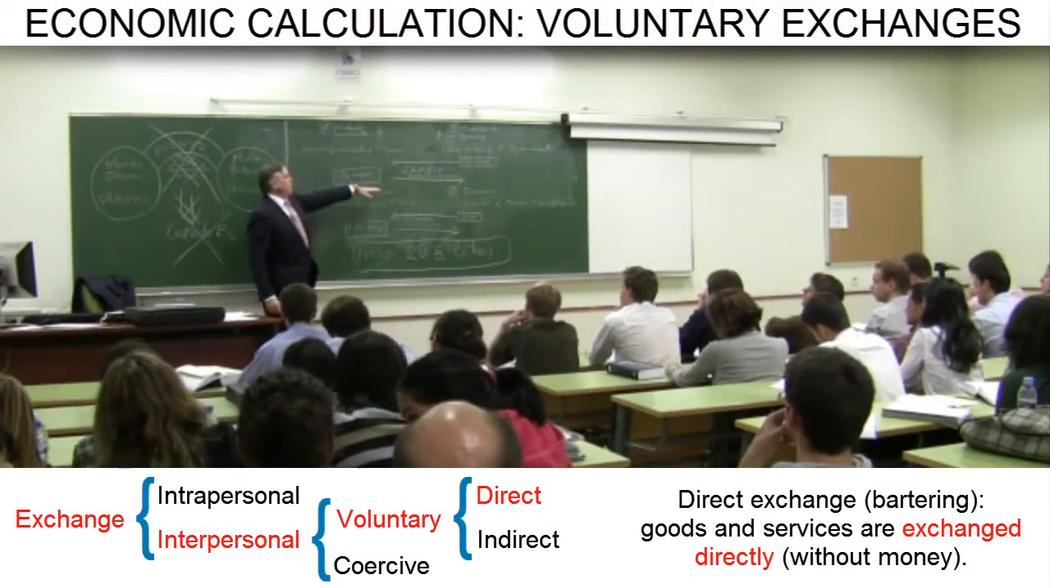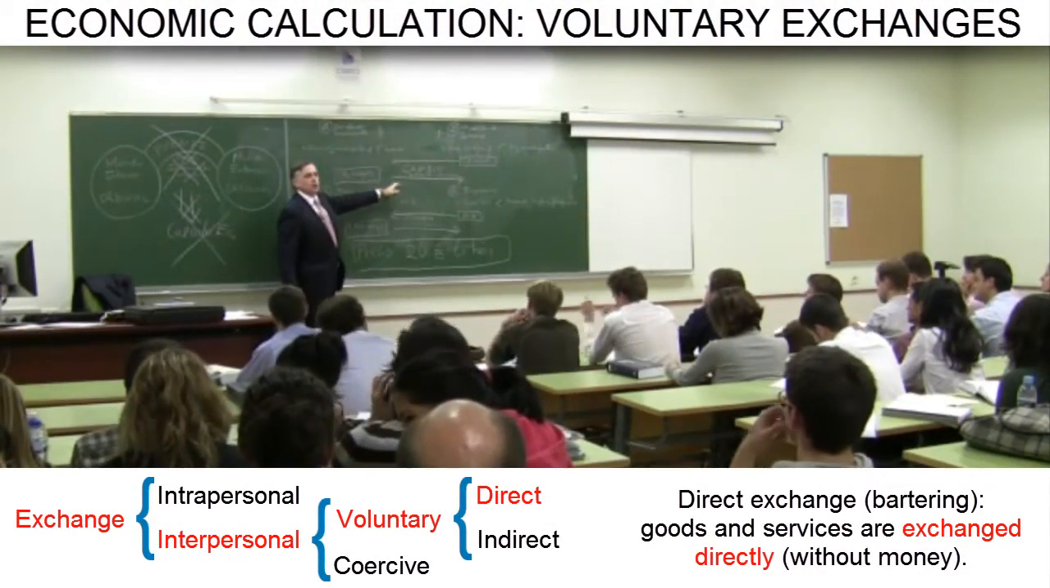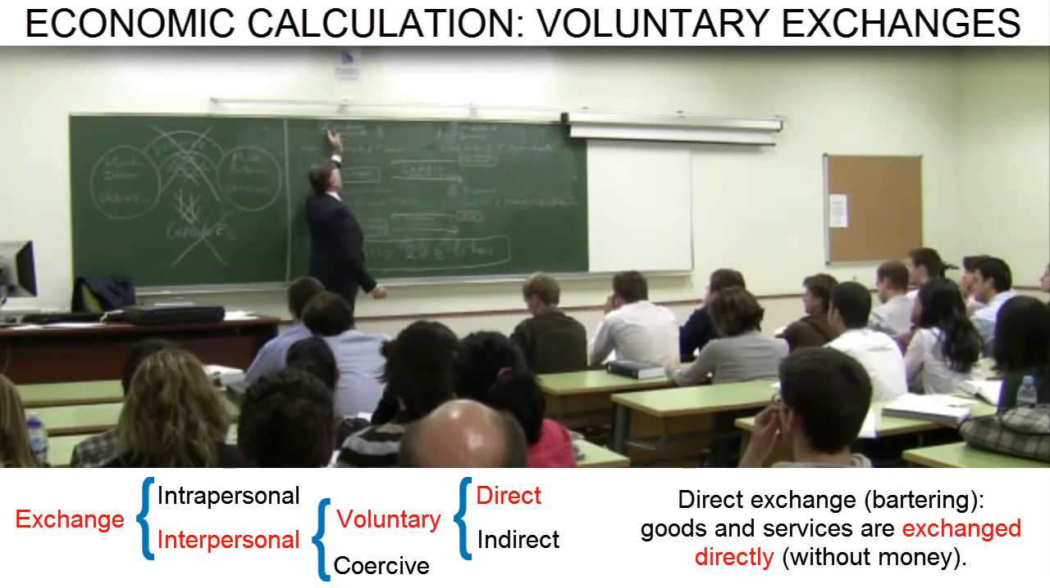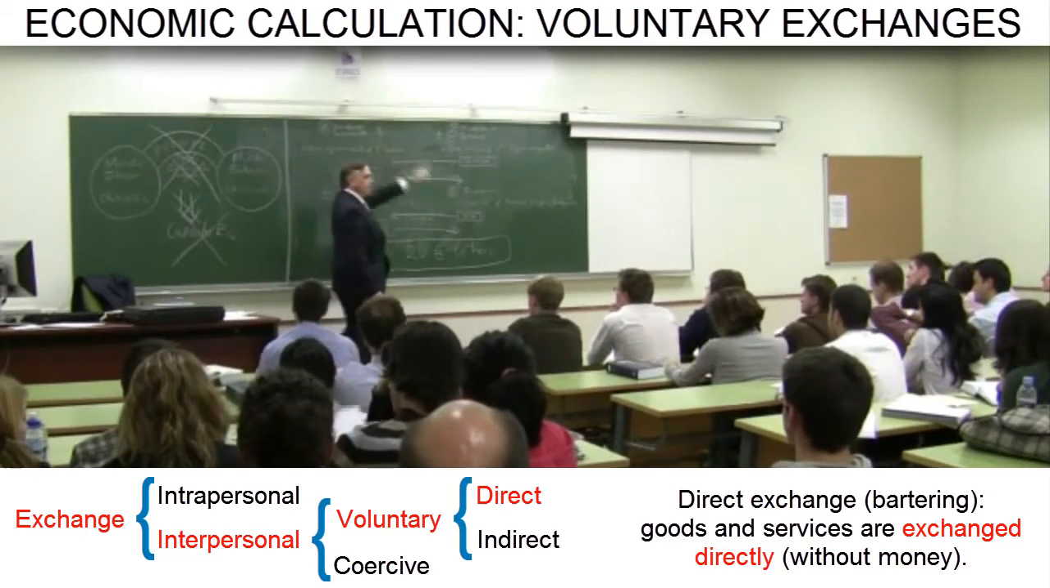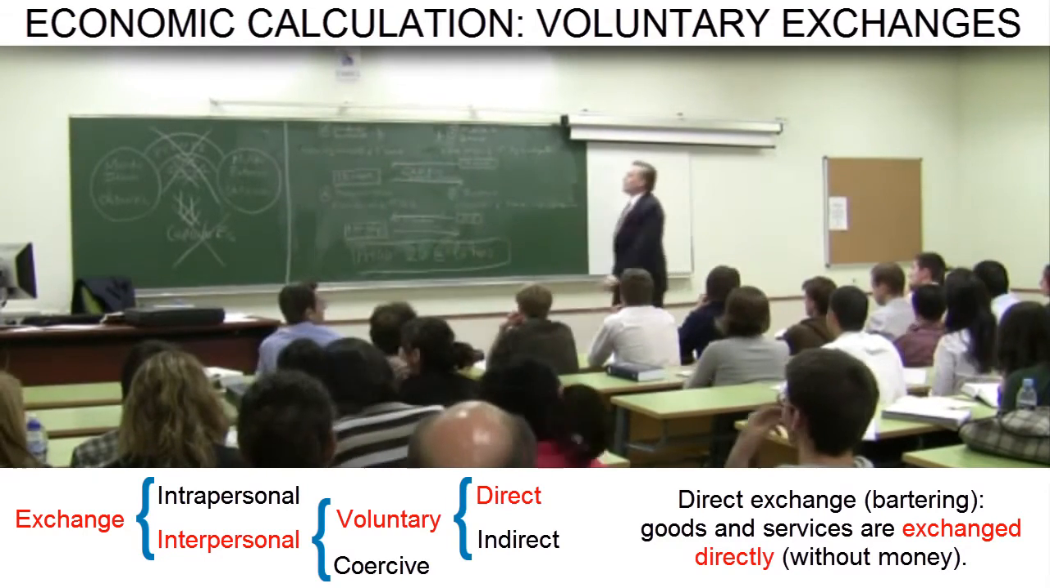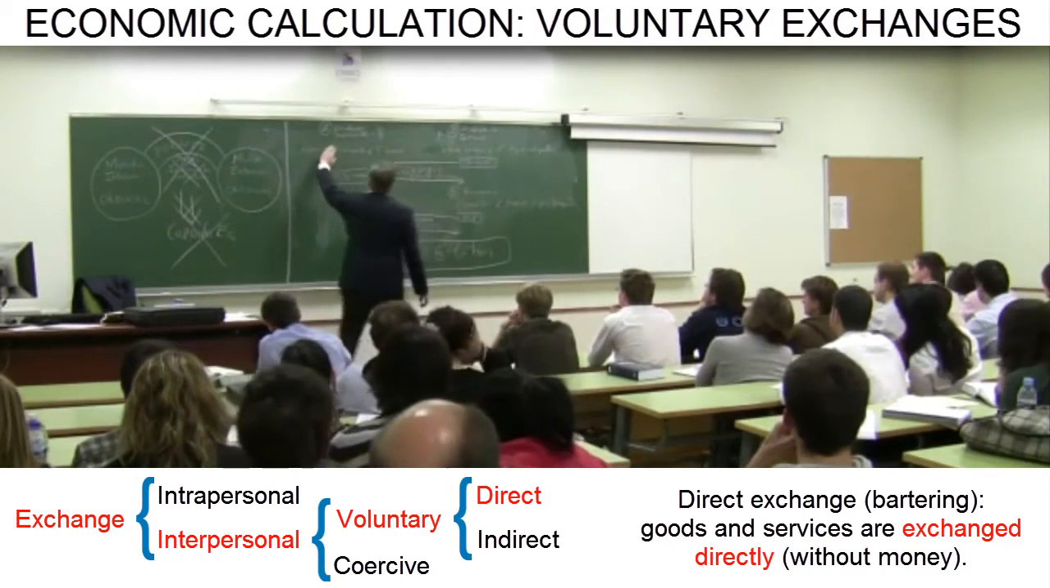Let's begin by imagining, for instance, a direct exchange or barter transaction. We have two people, A and B. A is a butter manufacturer. This young lady, whose name is Rosa, is a butter manufacturer.